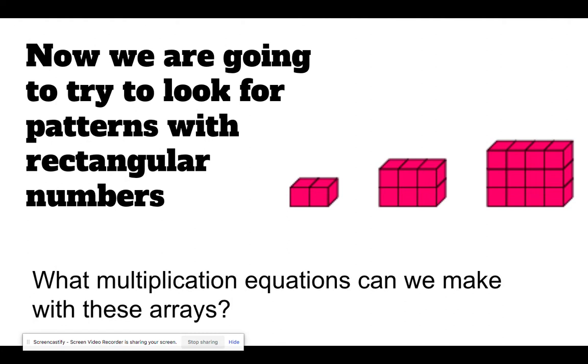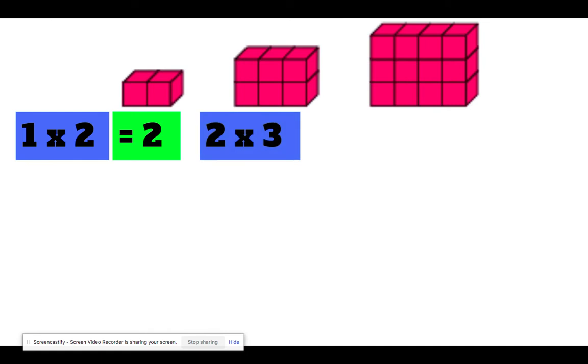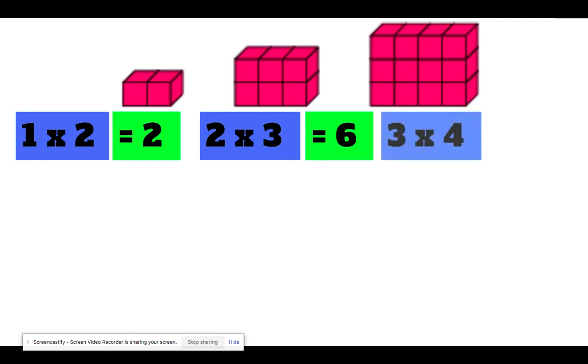Question: what multiplication equations can we make with these arrays? Well, our first multiplication equation here would be 1 times 2, and that we know is 2. Our second multiplication equation would be 2 times 3, and that, my friends, is 6. And your last one here would be 3 times 4, which equals 12.